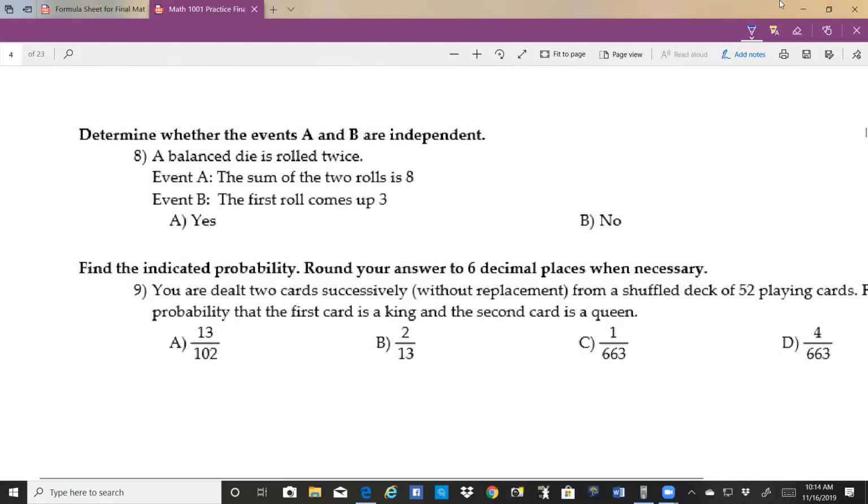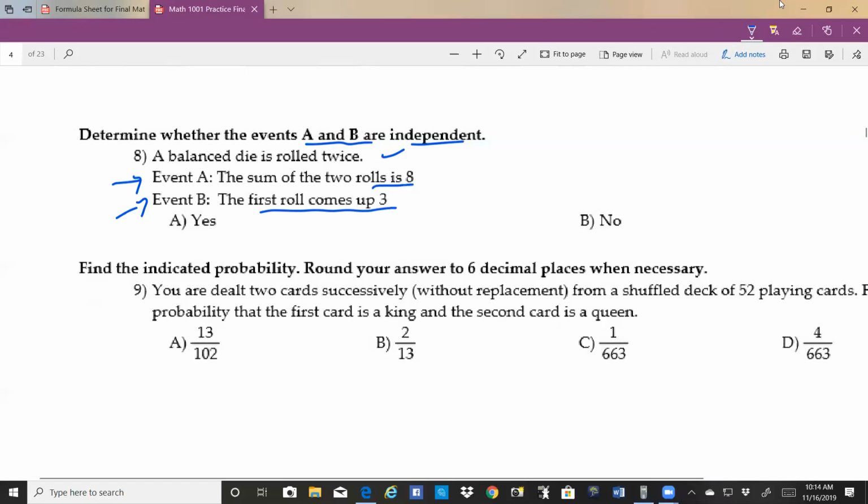Determine whether the events A and B are independent. A balanced die is rolled twice. The event A is the sum of the two rolls is 8. Event B is the first roll comes up 3.